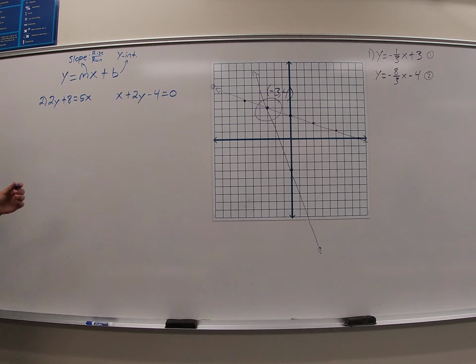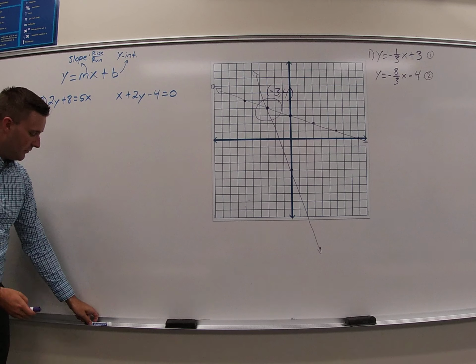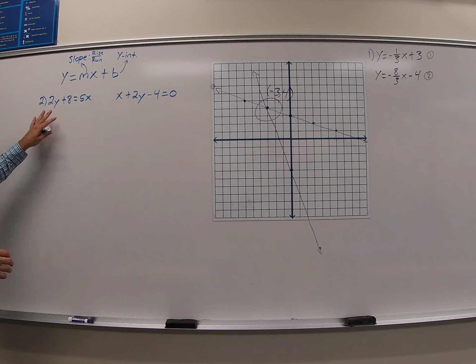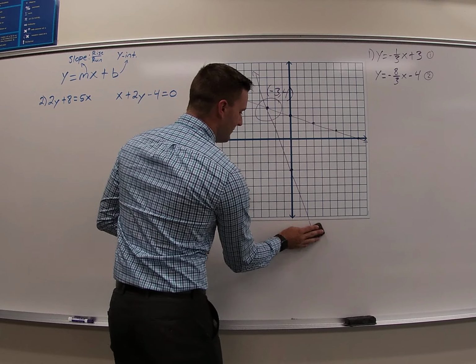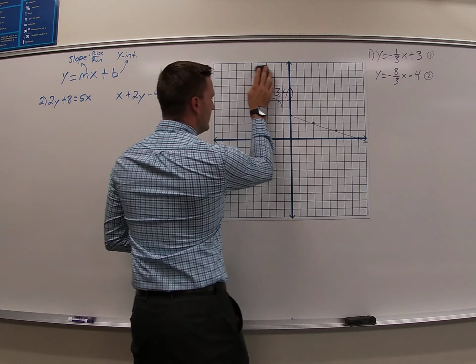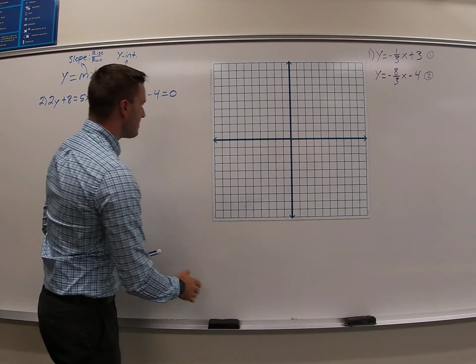Now moving on to number 2. Number 2 is a little different because we don't have it solved. So we have to solve this and get it into y equals mx plus b form first before we can actually go ahead and graph on the coordinate plane. So let's take a look at this one.